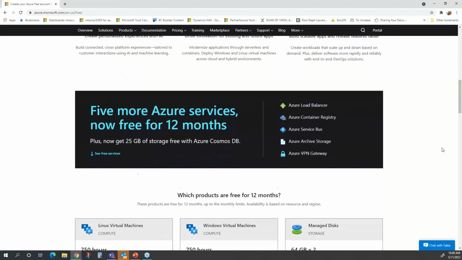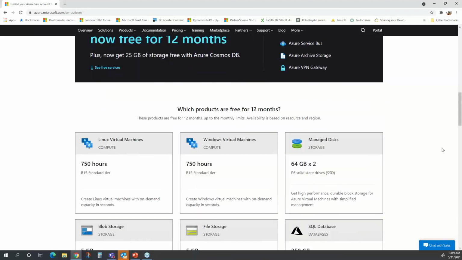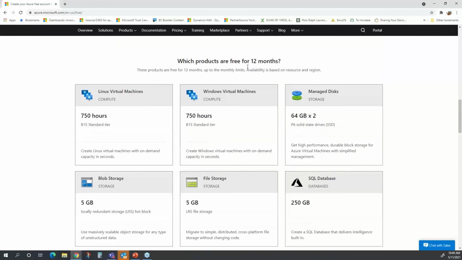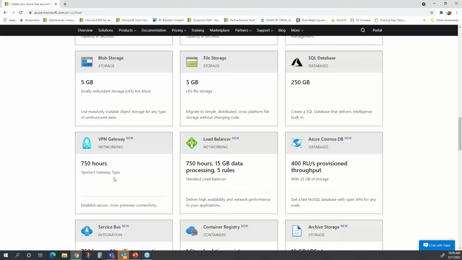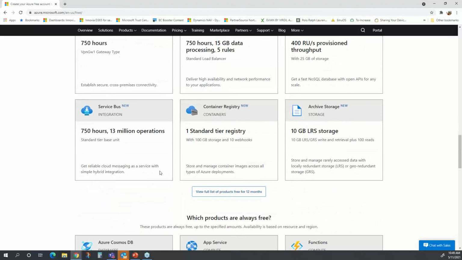So the idea here is, as we scroll down, which products are free for 12 months. So you can get a Linux B1S standard tier. You can get 750 hours of that over the course of 12 months. Same with the Windows virtual machine. There's some managed disks, blob storage, SQL databases, VPN gateway, all of this.